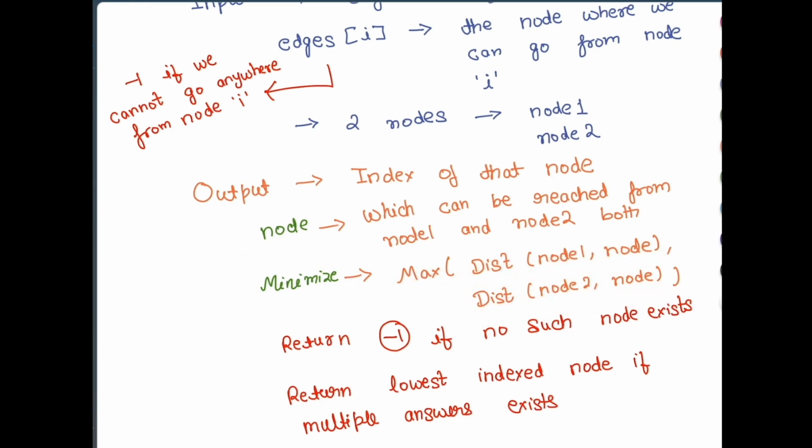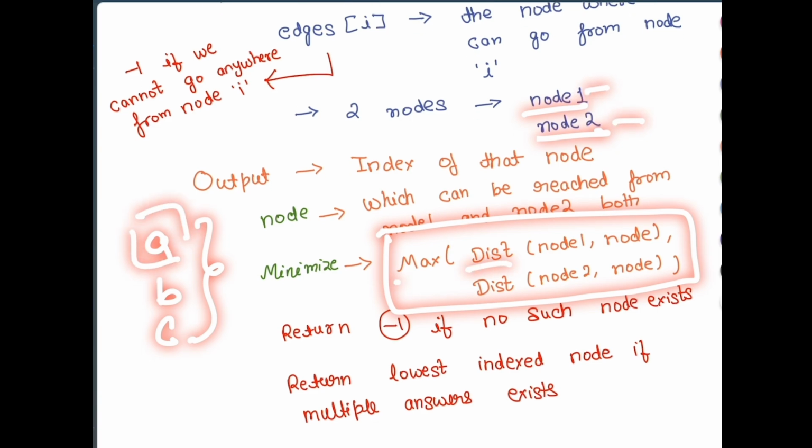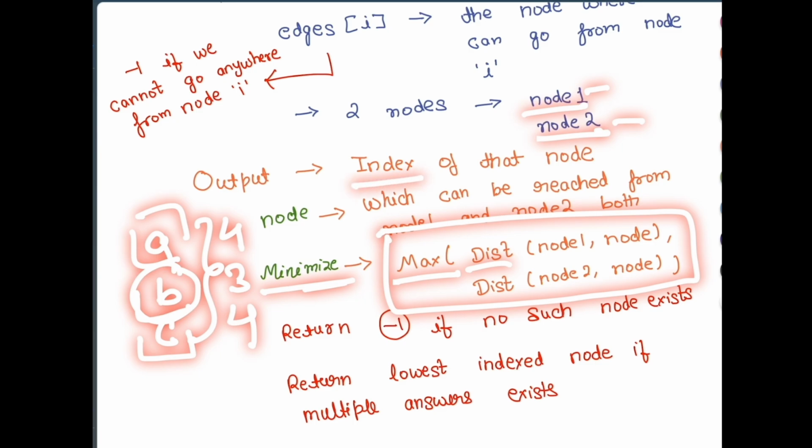So if you have multiple common nodes, let's say A, B, C, these are the three nodes which can be reached from node 1 and node 2 both, then you first need to find the maximum of the distance from node 1 to A and node 2 to A, and let's say the value is 4. Let's say for B the value is 3, and for C the value is 4. In this case, you need to choose the minimum value. So B is going to be your answer, because you need to find the index of the node, right?